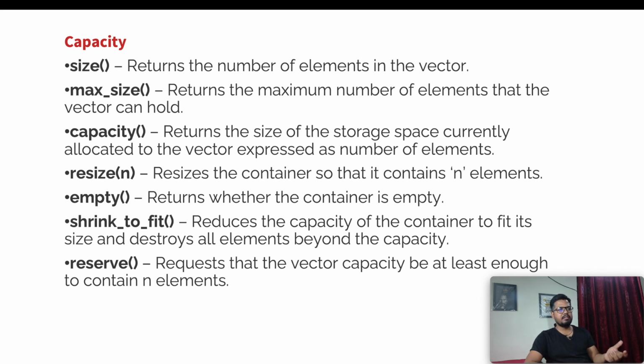And next is empty. Empty will return whether the vector container is empty or not, so it will return a boolean. The next function is shrink to fit. Shrink to fit will reduce the capacity of the container to fit its size and destroy all the elements beyond the capacity. Means whatever the capacity of the vector, it will fit all elements in that capacity and destroy all other elements which are beyond the capacity.